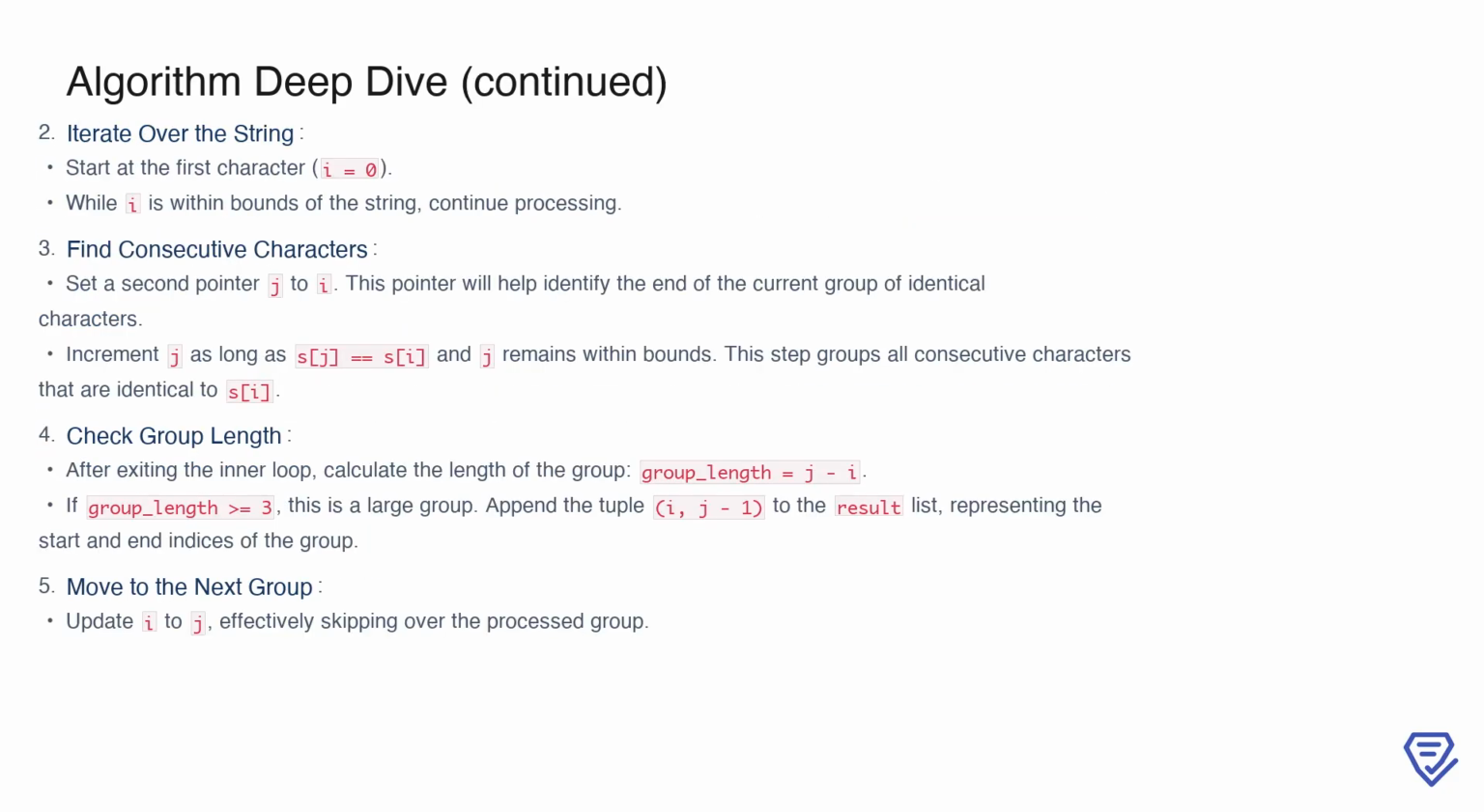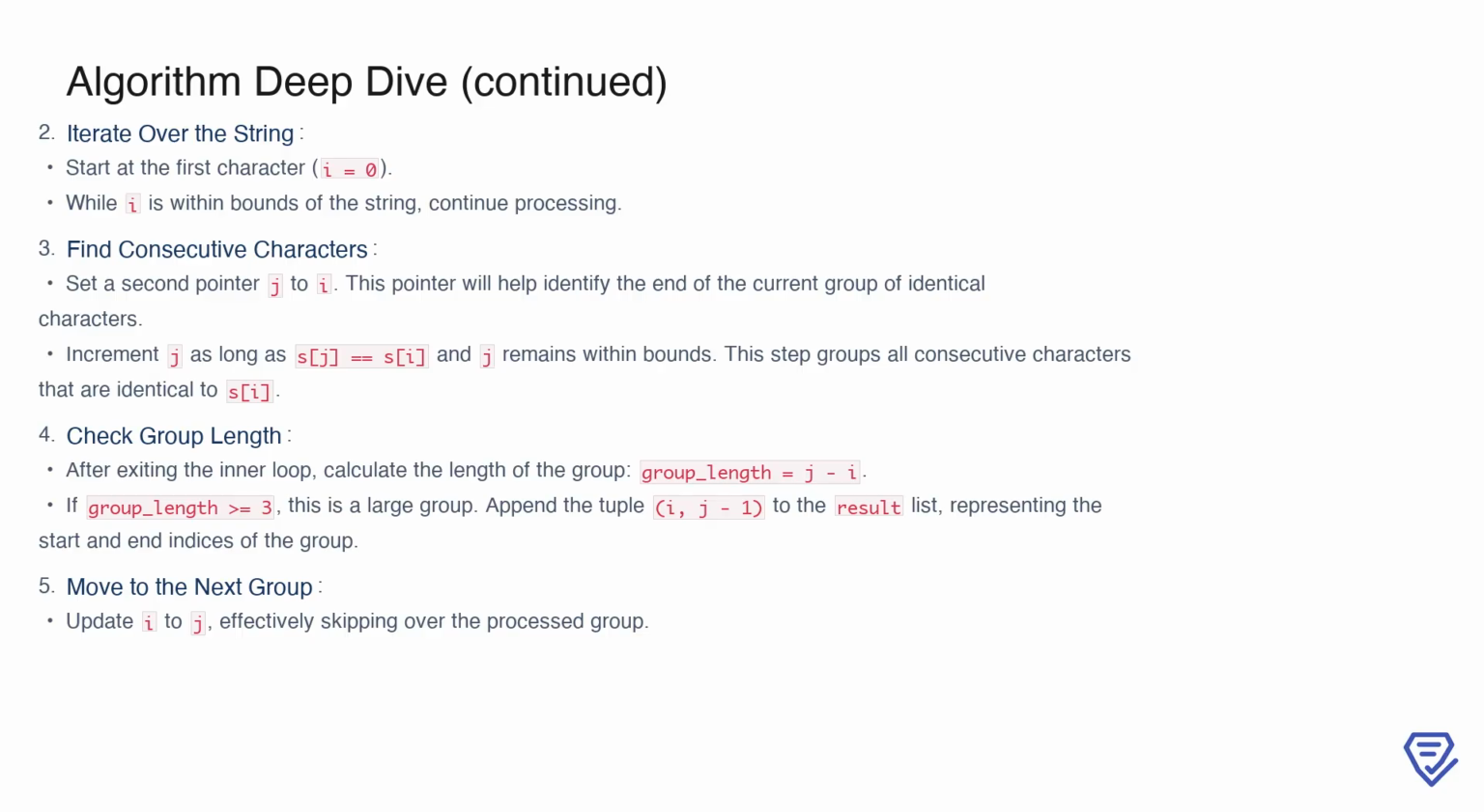Next, we move on to processing the string. Starting with i at the first character, we iterate through the string while ensuring that i stays within bounds. To identify a group of consecutive identical characters, we use a second pointer j, which initially matches i. This pointer j will dynamically expand as long as the character at s[j] is the same as the character at s[i], and j remains within the bounds of the string. In doing so, we're effectively grouping all characters that are identical to s[i].